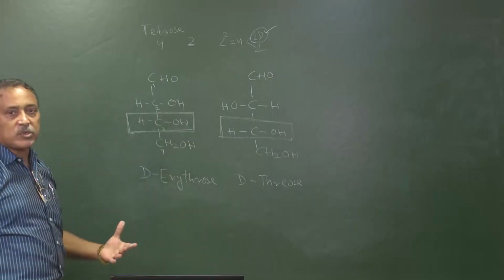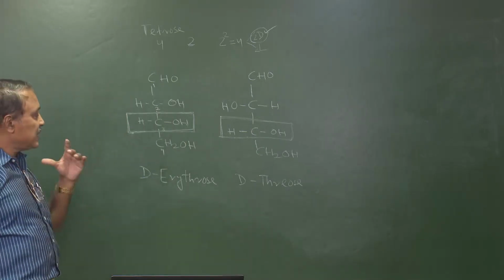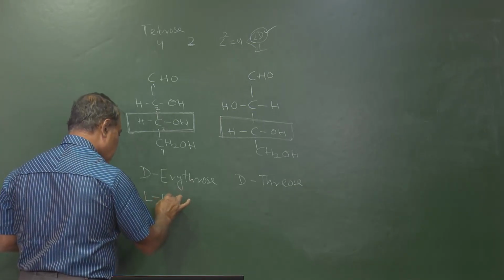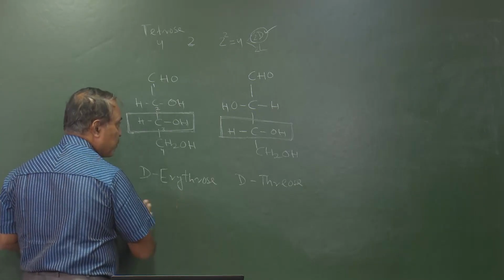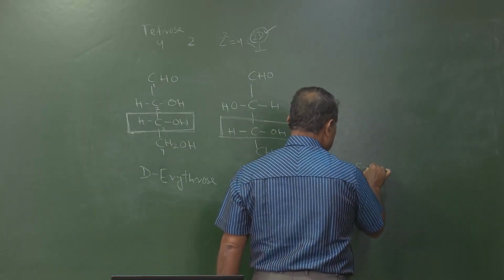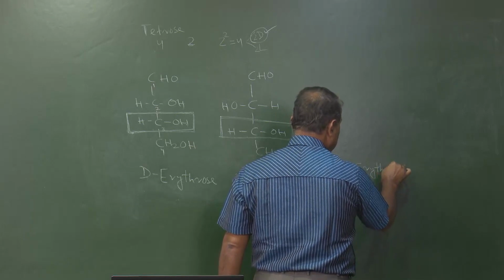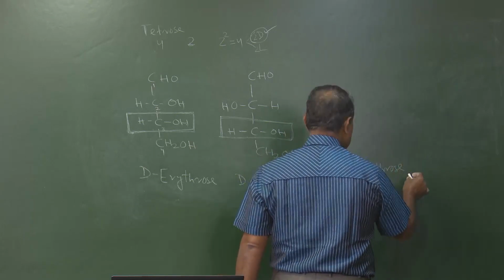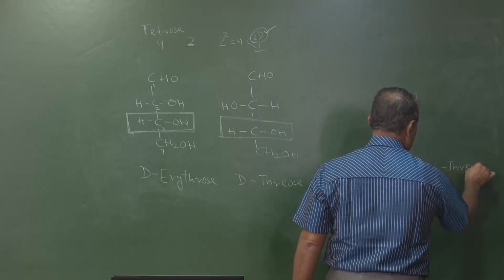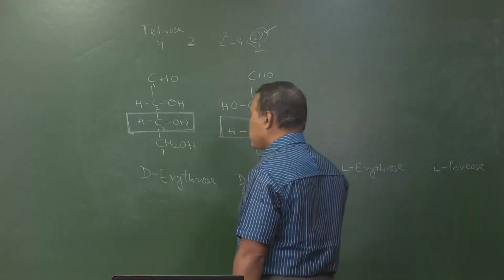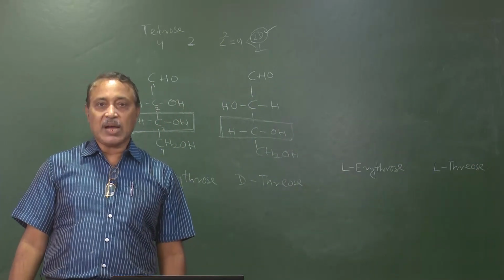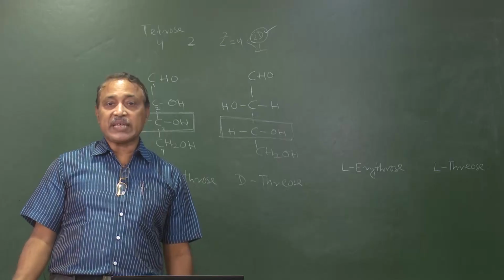And we are also supposed to have 2 L isomers. And what will these 2 L isomers be? L erythrose. I am writing it here. One is L erythrose and L threose. Which one is L erythrose and which one is L threose? How to get their structure?